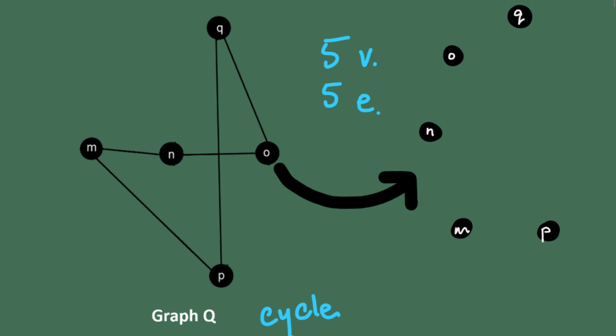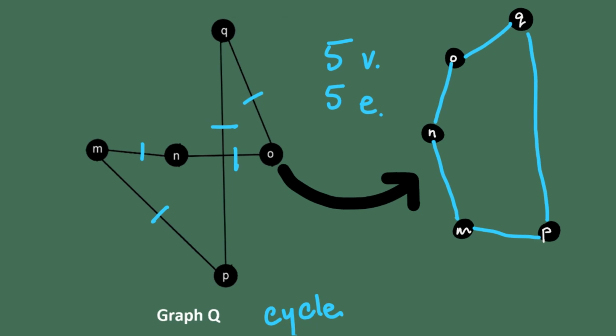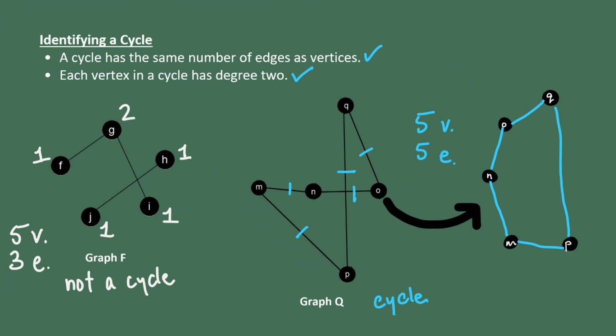Now remember, all that matters in a graph is not how the pieces are laid out, but what is connected. So Q needs to be connected to O, Q needs to be connected to P, O needs to be connected to N, N needs to be connected to M, and M needs to be connected to P. And now it's more obvious that we have this kind of circular route through the graph called a cycle.